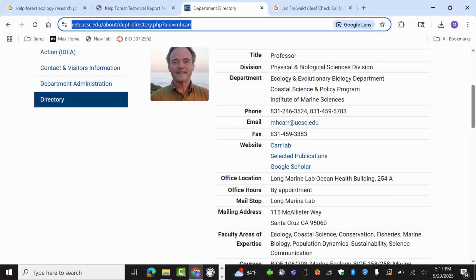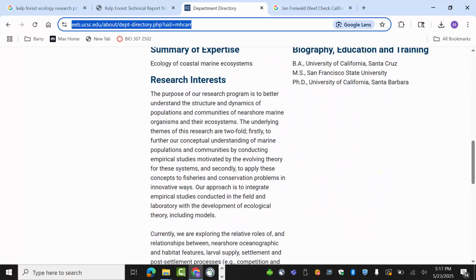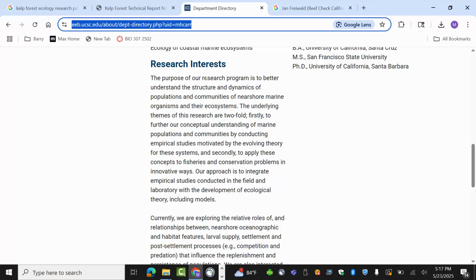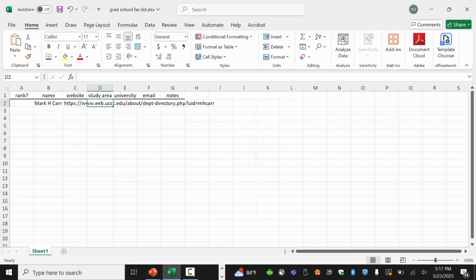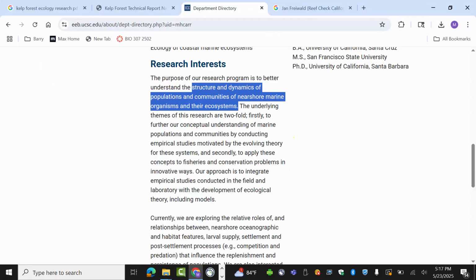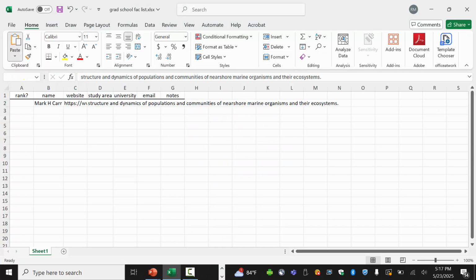Study area. So we found him when we were looking under kelp ecology, but you can usually scroll down and find something. All right, the purpose of our research program is to better understand the structure and dynamics of populations and communities of nearshore marine organisms and their ecosystems. That right there is plenty for us now. So it's basically looking at ecology of nearshore marine communities, ecosystems. So I'm going to put that there in the study area.